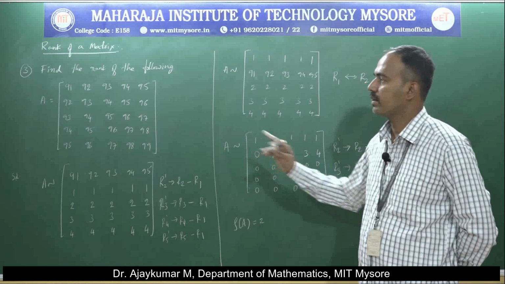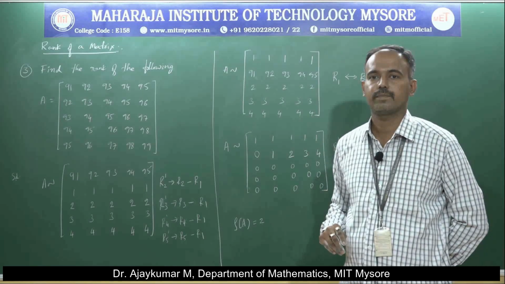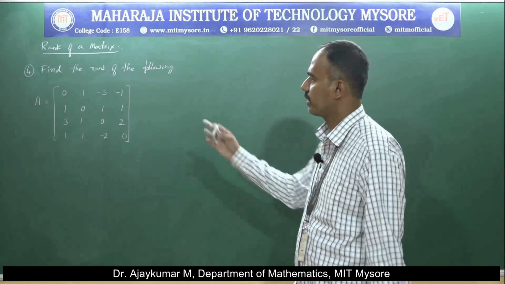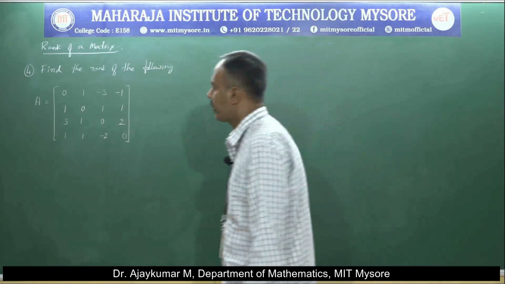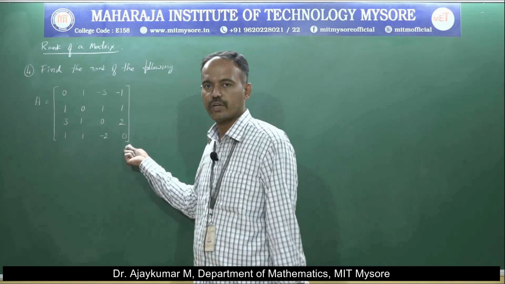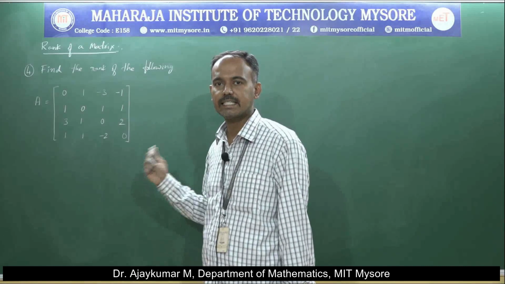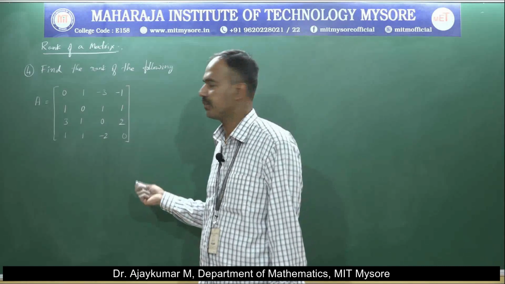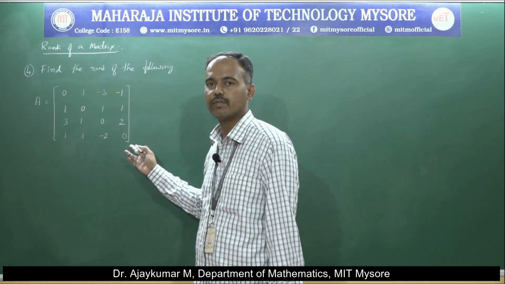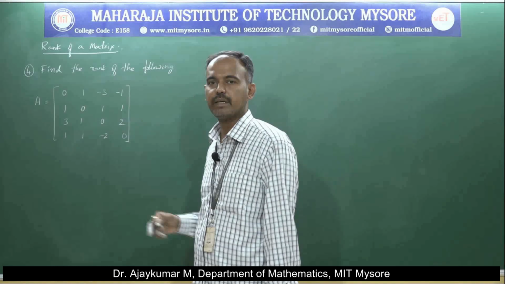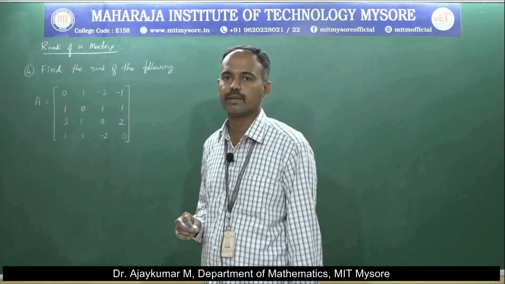Is it clear? Next example here. Find the rank of the following matrix A, which is given. The first observation: first you have to check whether the given matrix is in echelon form. It is not in echelon form, but it can be represented in echelon form.